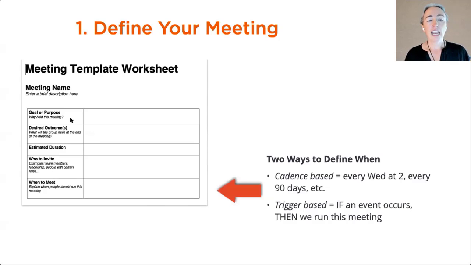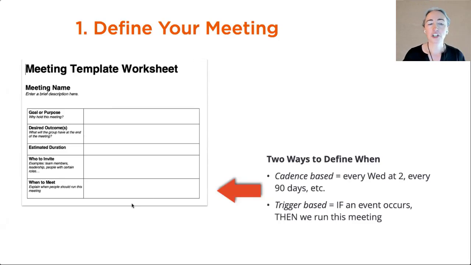I want you to look at the goal or purpose and make sure it's super clear. Purpose should be stated as a verb, right? To make this decision, to make sure the plans are up to date, to solve problems with our progress, whatever your verb might be. And then your desired outcomes are nouns. When you are done with your meeting, what will you walk out with? A plan, a set of steps, a decision.